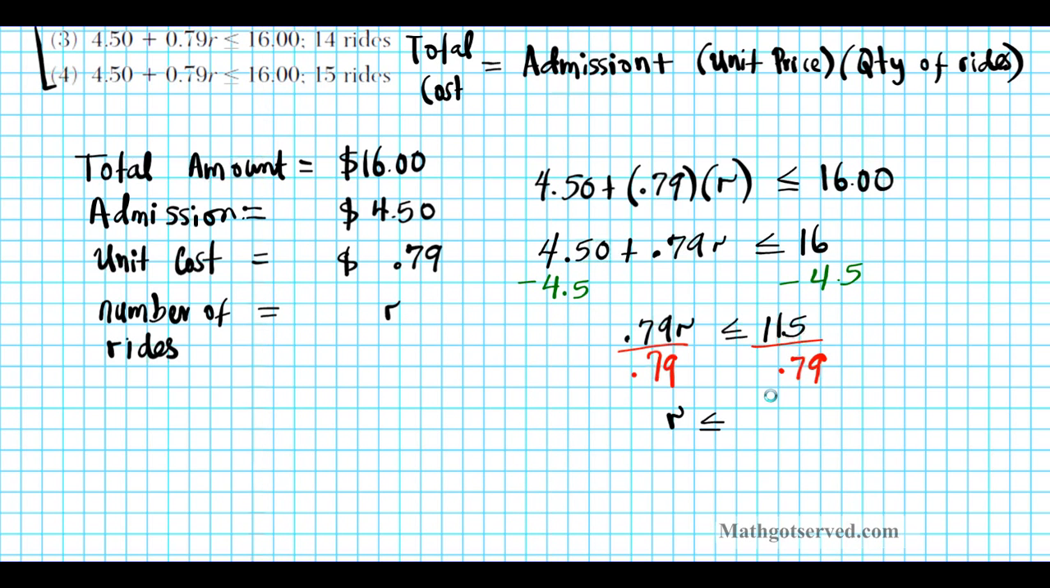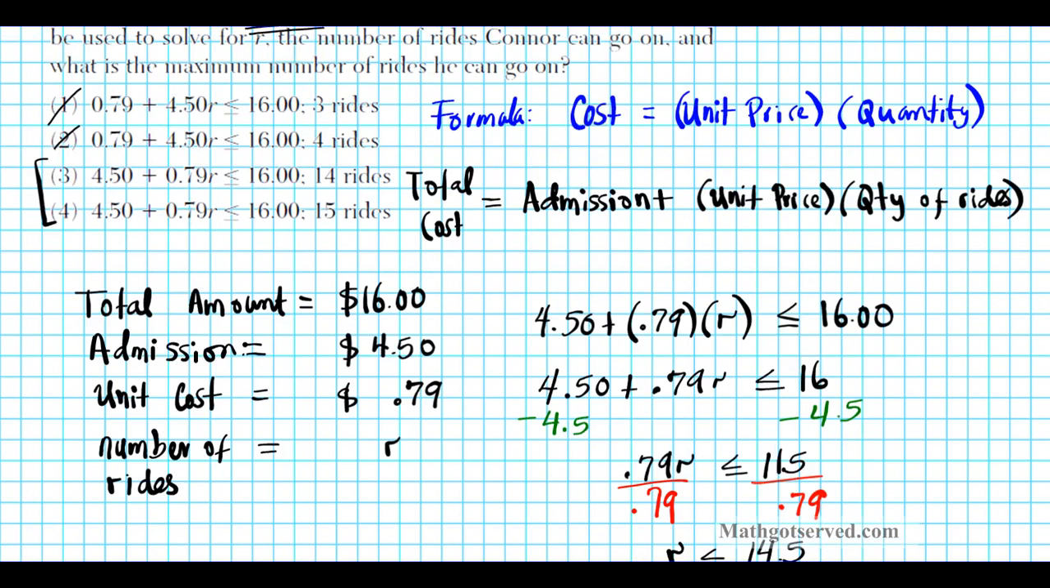So we have to round it down. 14.5. You cannot ride 0.5 rides. That makes no sense. So the number of rides that he can ride is, he can ride at most 14 rides based on the amount of money he has. So the answer is option number 3.